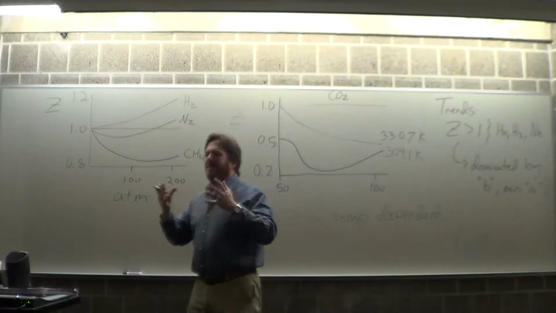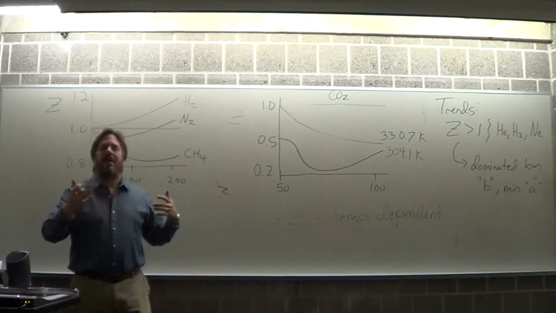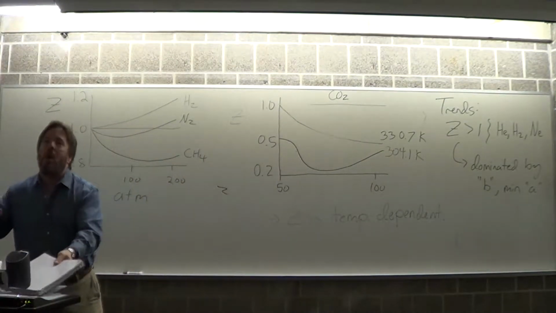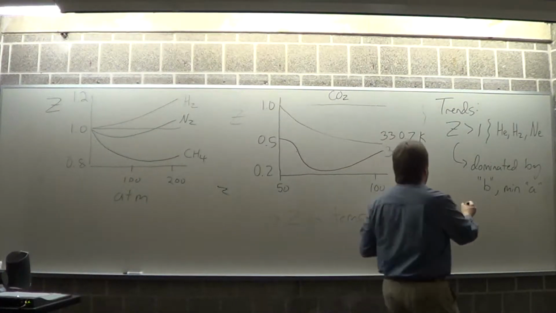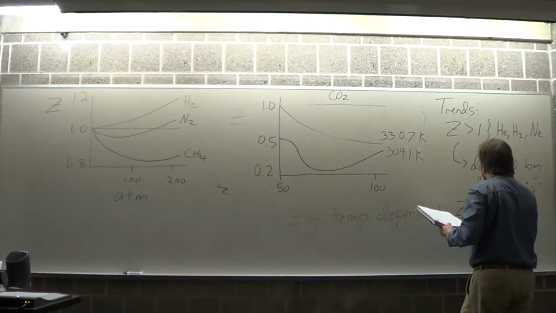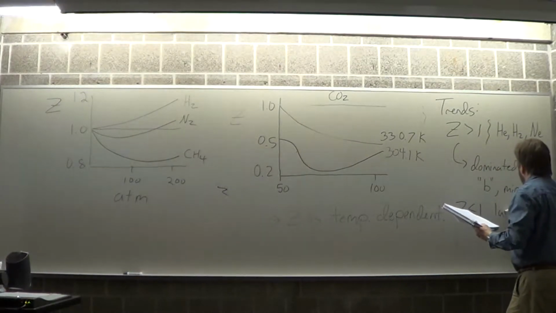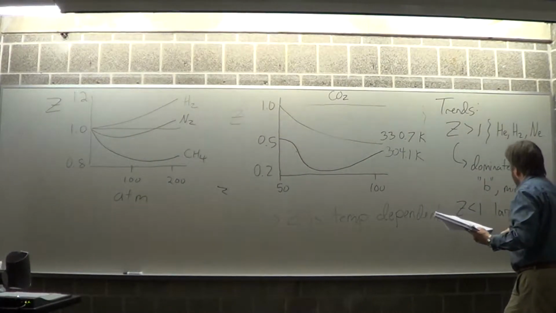Billiard balls aren't going to be particularly attracted to each other, unlike something like xenon or water, which is more like a foosball. Those can get stuck together. So that's how you want to think about that. Okay, now Z less than 1 is for large, and hopefully you remember this.